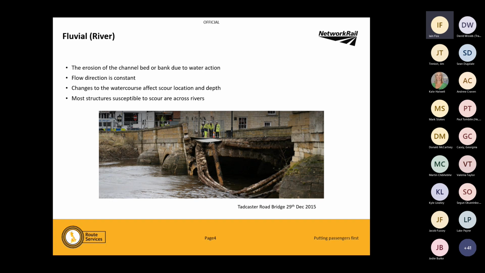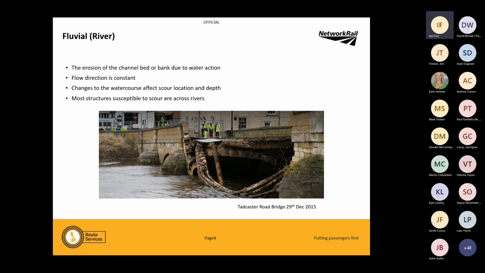I want to give you a quick idea of the Tadcaster Road Bridge. I don't know whether any of you have seen this structure. Now, this isn't a rail structure, so I apologise for including it, but I thought it was worth a mention. Before I worked for Network Rail, I worked for JBA Consulting, who are one of the national experts in scour.